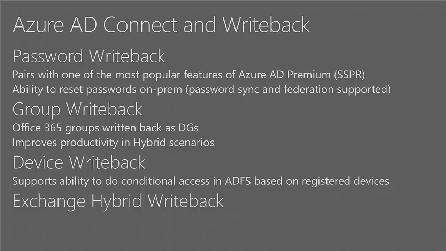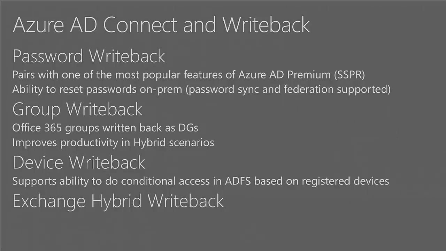Let's switch to group write-back. So you've heard a lot about Office 365 groups. If not, I think the previous session here was about Office 365 groups. You should take a look at those. But really, this is about unlocking the power of collaboration and productivity, right? And what we've done is through Azure AD Connect, we actually offer the ability to write back these Office 365 groups on-prem as distributed groups, right? So now you can use them on-prem as well, and you have this hybrid environment where you can use the power of these collaborative groups.